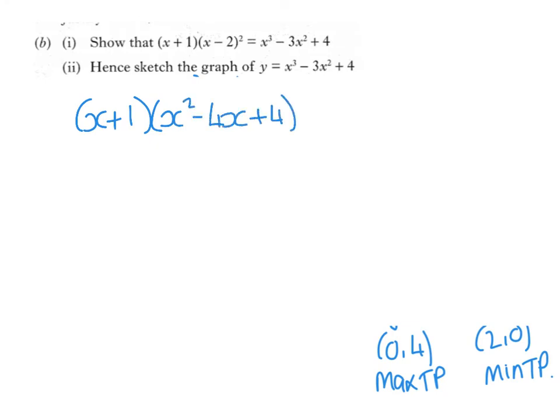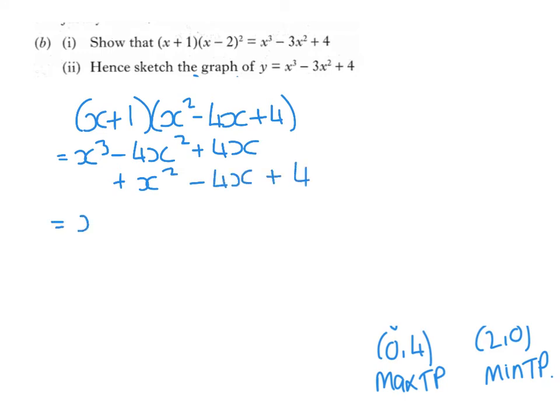Now you can do that using a bit more working if you need to, but you should be able to square brackets quite quickly. Then we multiply that out, giving us x cubed minus 4x squared plus 4x. Then we get plus 1x squared minus 4x plus 4. And when you tidy that up, you get x cubed minus 3x squared. The 4x's cancel out, and then you've just got your plus 4. So that was the show that they wanted. So that's part 1 done.